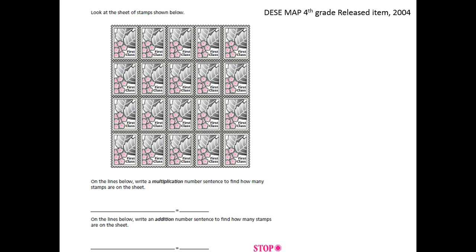So here's a released item from the 2004 MAP test for 4th grade. The problem says to look at this array of stamps and first of all to write a multiplication number sentence to find out how many stamps are on the sheet. So that might be something like 4 times 5 equals 20 or 5 times 4 equals 20. And then on the bottom line, it says write an addition number sentence to find out how many stamps are on the sheet. So that might be something like 5 plus 5 plus 5 plus 5 equals 20. So what we're looking for here is that relationship between multiplication and addition.